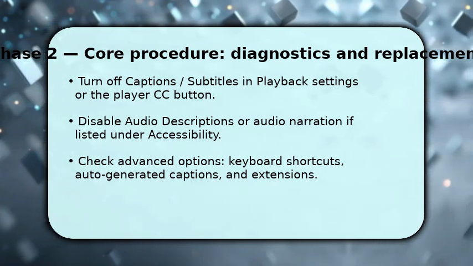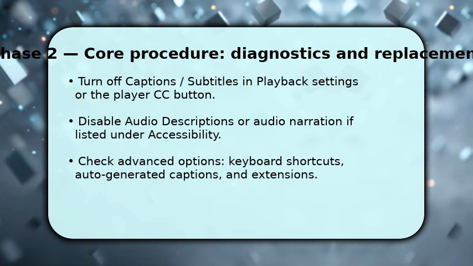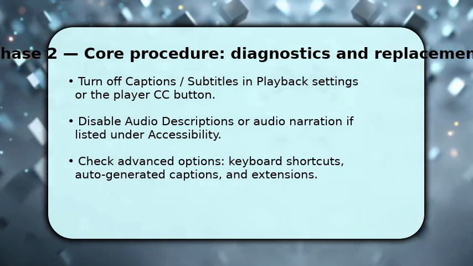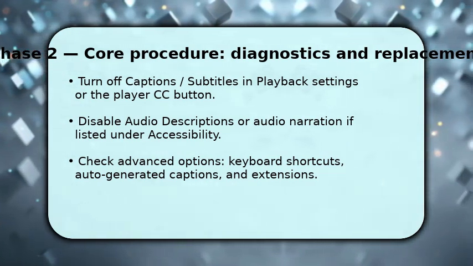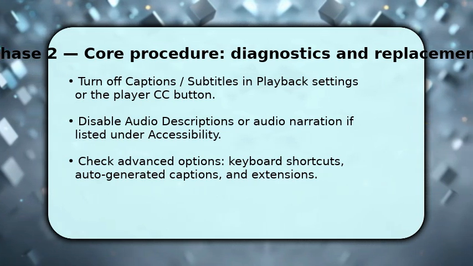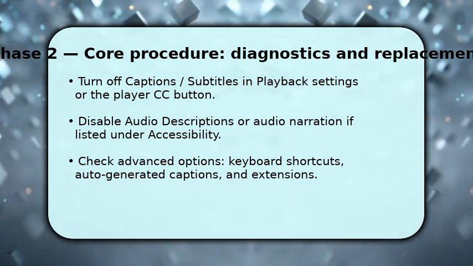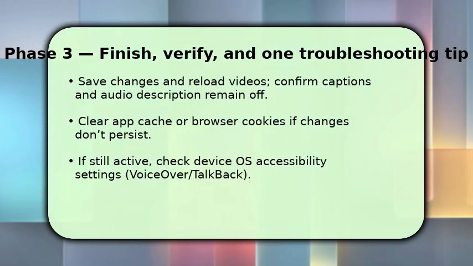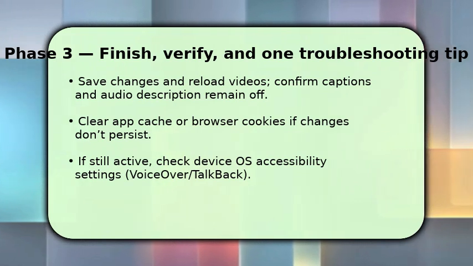Make sure to check advanced options like auto-generated captions or keyboard shortcut behavior, and also inspect browser extensions that inject accessibility functionality, because those can override YouTube settings. To finish, save or exit settings and reload a video to confirm captions and audio descriptions are off.